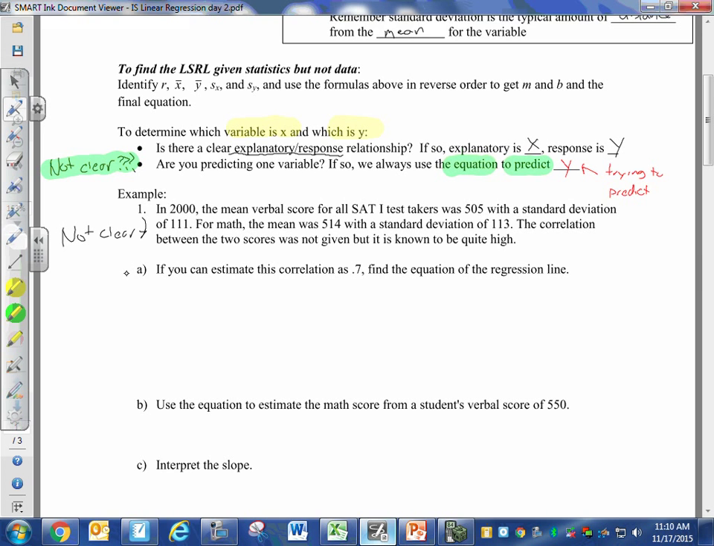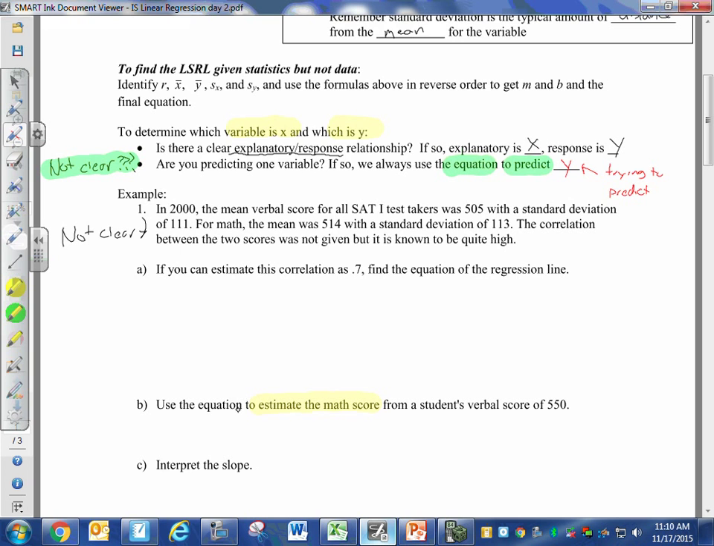So I look at what I'm trying to find. Well, we want to find the equation of the regression line. Okay, well, that'll just be y equals mx plus b. We'll find that in a second, but that doesn't help me. Part B says, use the equation to estimate the math score from a student's verbal score of 550. All right, here we go. We want to predict the math score.